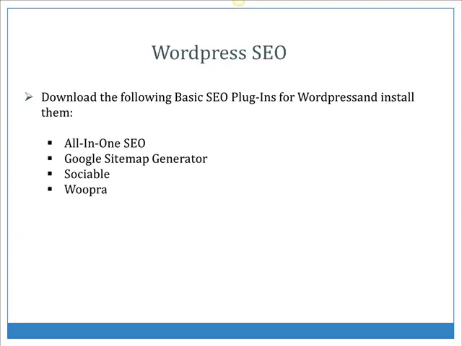All right, some WordPress for SEO. Download the following basic SEO plugins for WordPress and install them. One of them would be All in One SEO. That's probably one of the big ones that you would do. That's a plugin. You can go to the back end of your plugin, to the dashboard of your plugin.